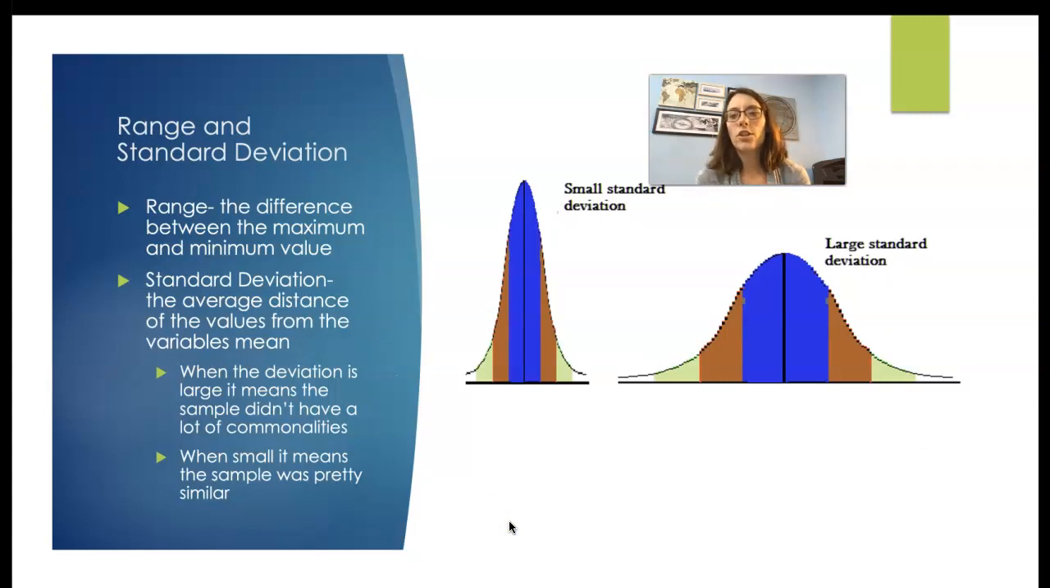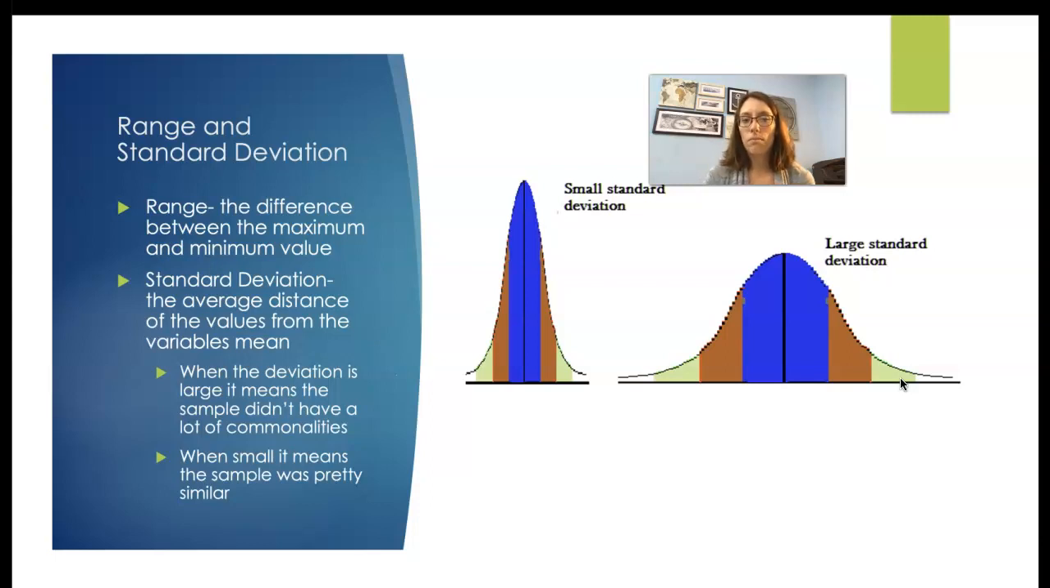So we also have a range and a standard deviation. The range is the difference between the maximum and minimum value. For example, here we maybe have the number 5, and this may be the number 10. There's not a lot of numbers in between those two. Whereas here maybe we have the number 0 and the number 100. Both of these are bell curves. Both of them are going to have statistically about the same deviations, but they have a smaller scale between them, or a smaller range. The standard deviation is the average distance of the values from the variable's mean.